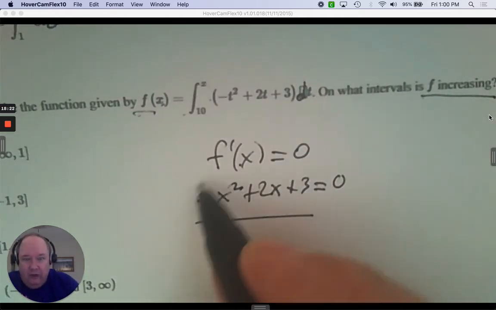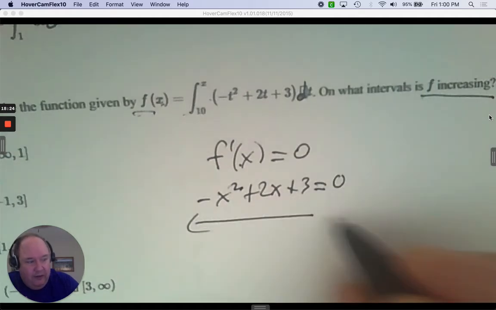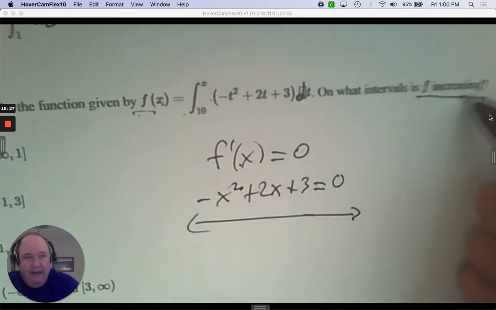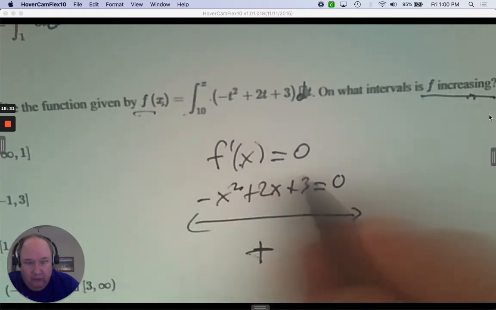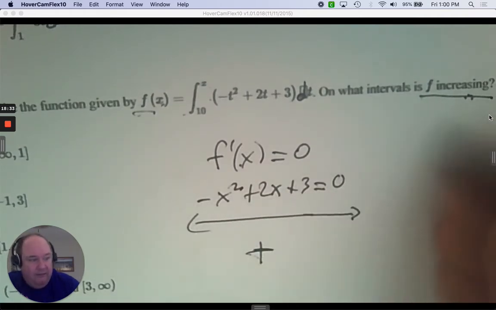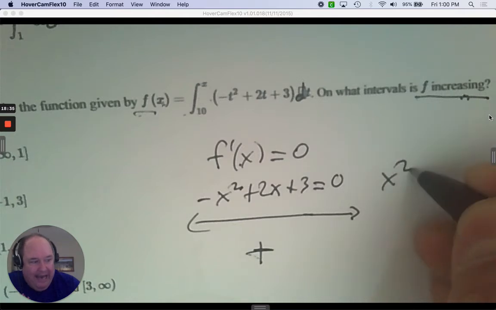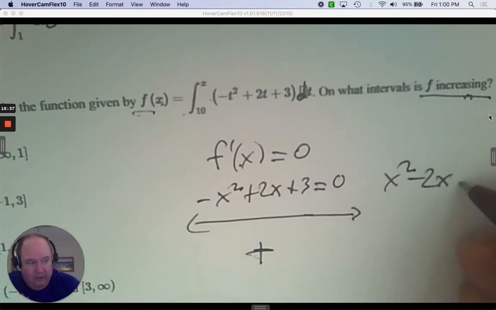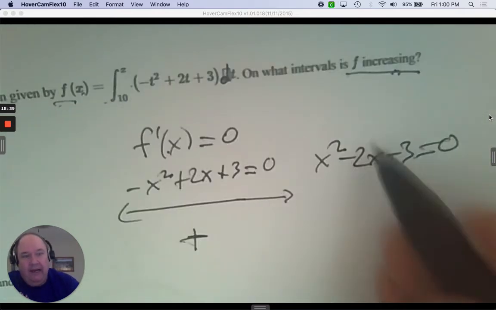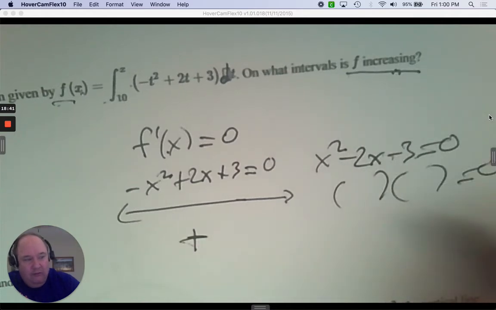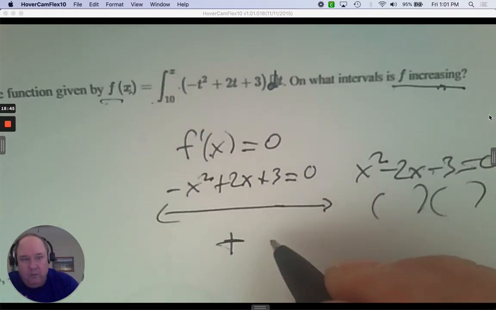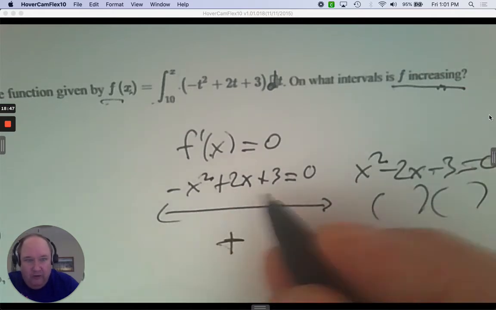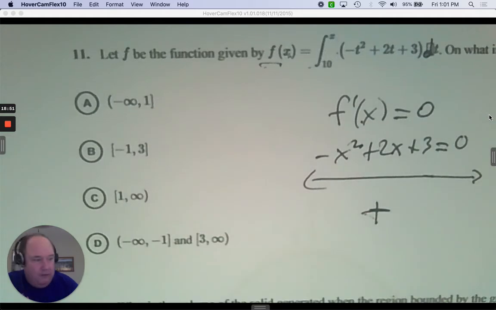I need you to solve this. I need you to draw a number line. Increasing means what interval is positive. Solve it, put it on a number line. If I would solve this, I would add x squared, subtract 2x, subtract 3. I would factor this, and then put the intervals on a number line. Then I would test to know which intervals are positive, and then look to see which one matches.